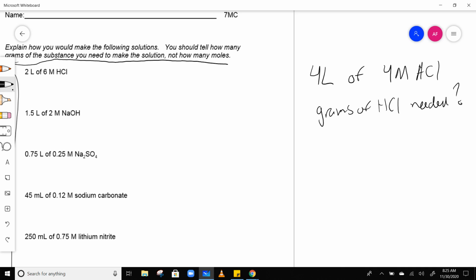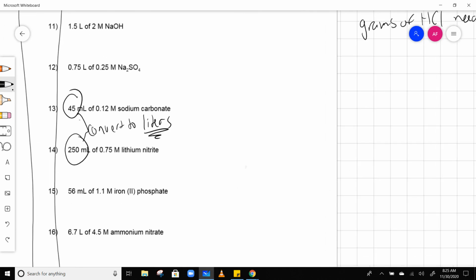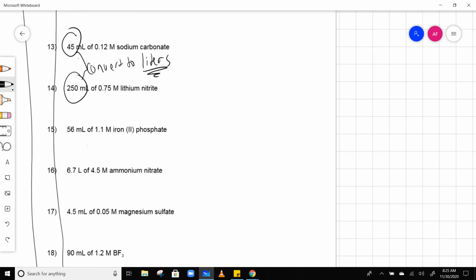First of all, in these problems you're going to have a molarity and you're going to have a volume. Your volume always needs to be in liters. So for all of these, like 45 milliliters, 250 milliliters, you need to convert that to liters first. Basically just divide by 1,000 and then you'll get liters. Any ones with milliliters, convert.